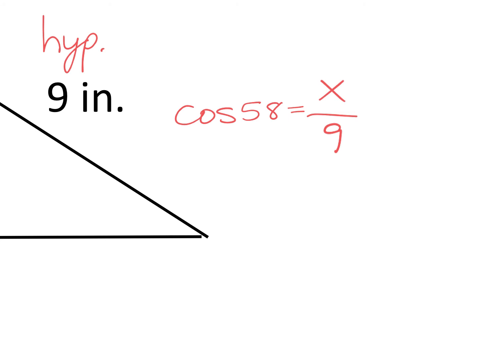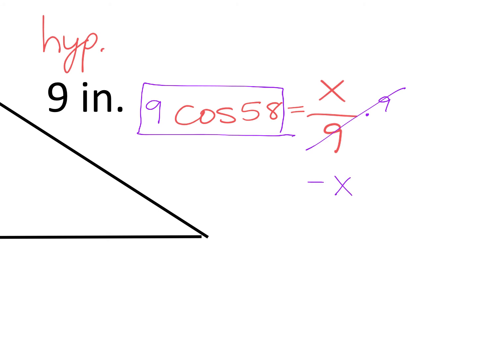How do you solve that for x? Multiply by 9 there, multiply by 9 there. This is what you're going to plug into your calculator because x is isolated on the other side now. So plug in 9 cosine 58. And what do you get to the nearest tenth? 4.8. This one had units, so we'll call it inches.